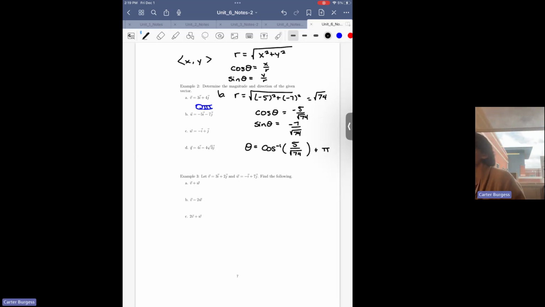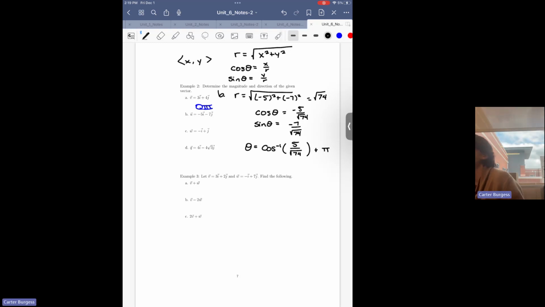Or 180 degrees, I would accept that as well. And you could do the same thing for sine. It would be the same angle. It would be the exact same angle. You don't need to. It would be the same thing.